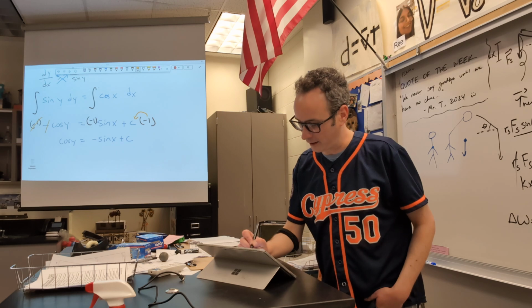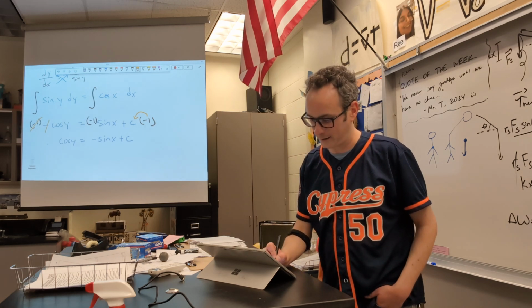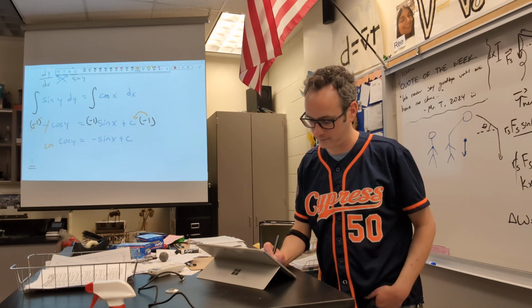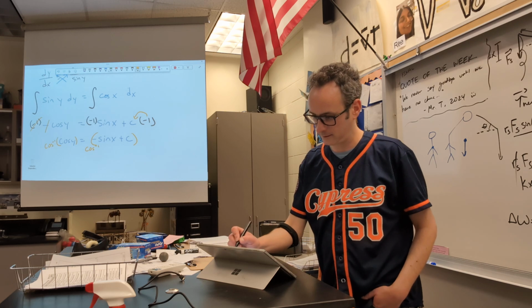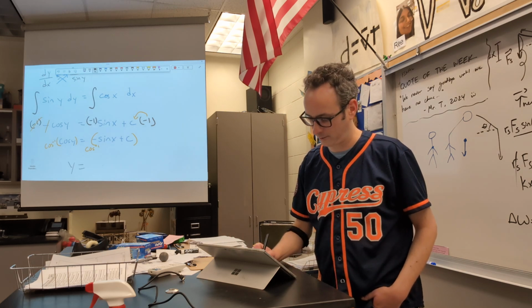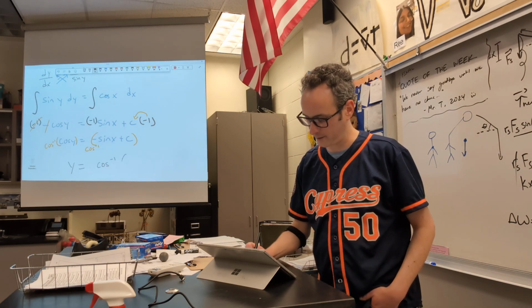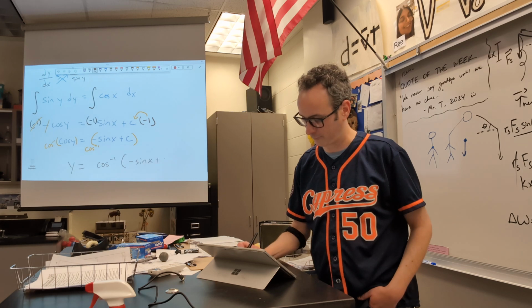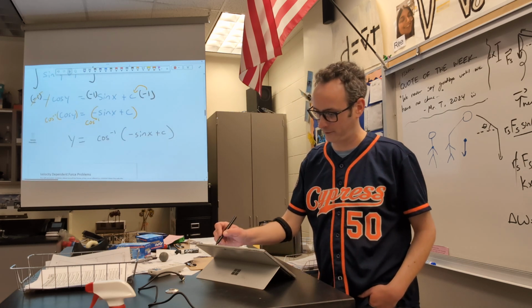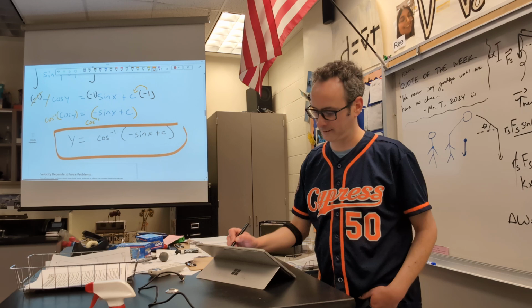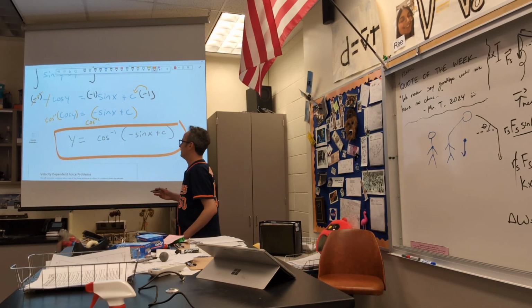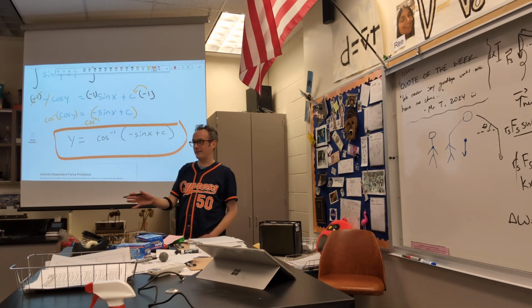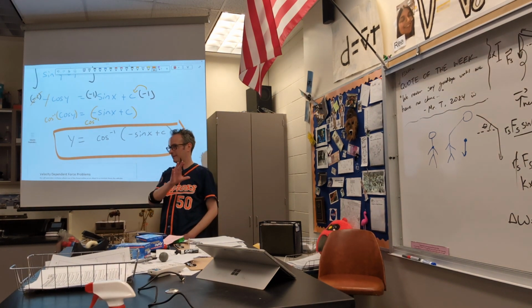So lastly, to undo the cosine of y, I want to take the inverse cosine, or arc cosine. That'll give me y equals arccosine of negative sine x plus c. And I don't think there are any properties that I can use with that. It's just that ugly thing that I got. Questions here before I go into velocity-dependent force problems?